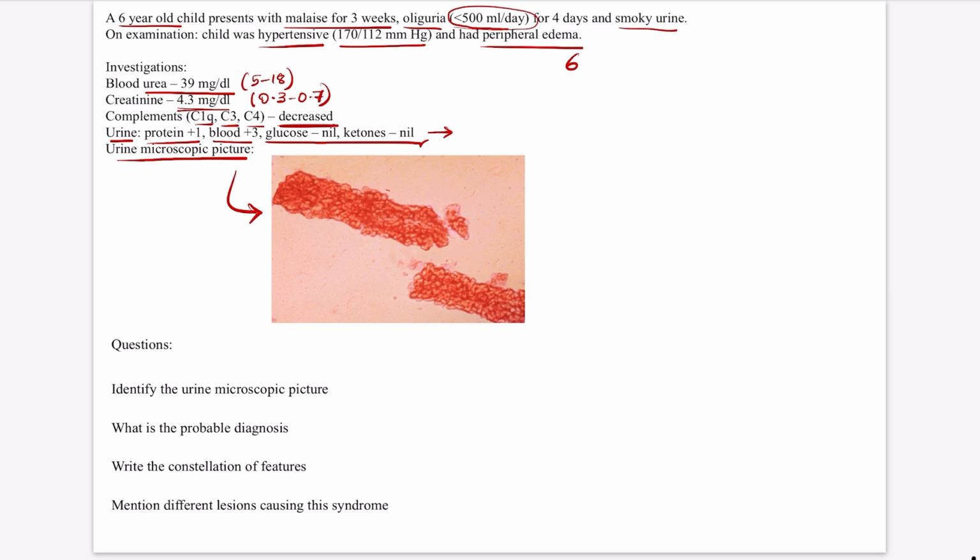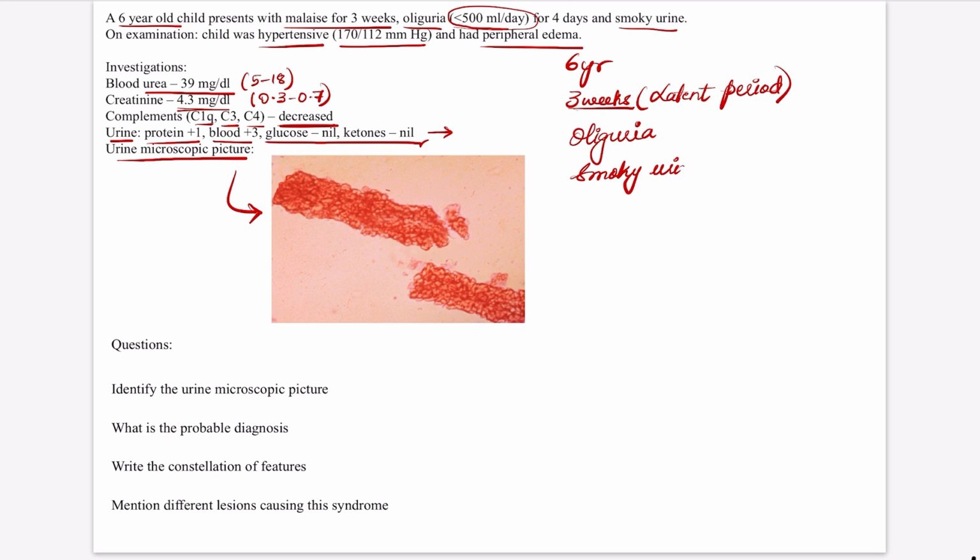Given it is a 6-year-old child, it is a pediatric age group, with symptoms for 3 weeks. So the 3 weeks history indicates a latent period of infection. After primary exposure to an infection, the symptoms are persisting for 3 weeks. It indicates a latent period. And there is oliguria, less than 500 ml per day output, and smoky urine.